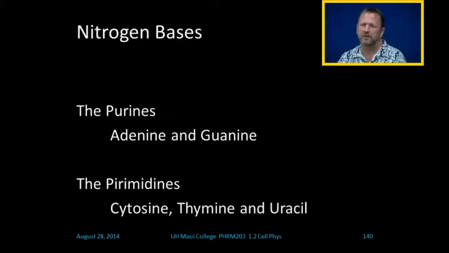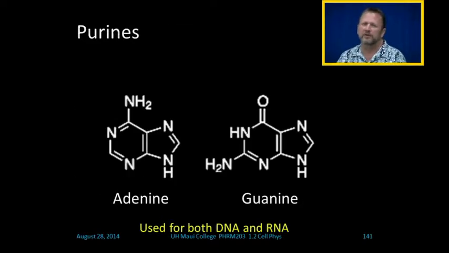In pharmacology, they'll talk about purines later when we talk about cancer and chemotherapy. They'll talk about the antipurines, and they interfere with the ability to use adenine and guanine to make nucleotides. Or we might use antipyrimidines, and that interferes with cytosine, thymine, or its twin, uracil. So these are the purines. They're used for both DNA and RNA. There's the adenine and the guanine. You can just remember A and G.